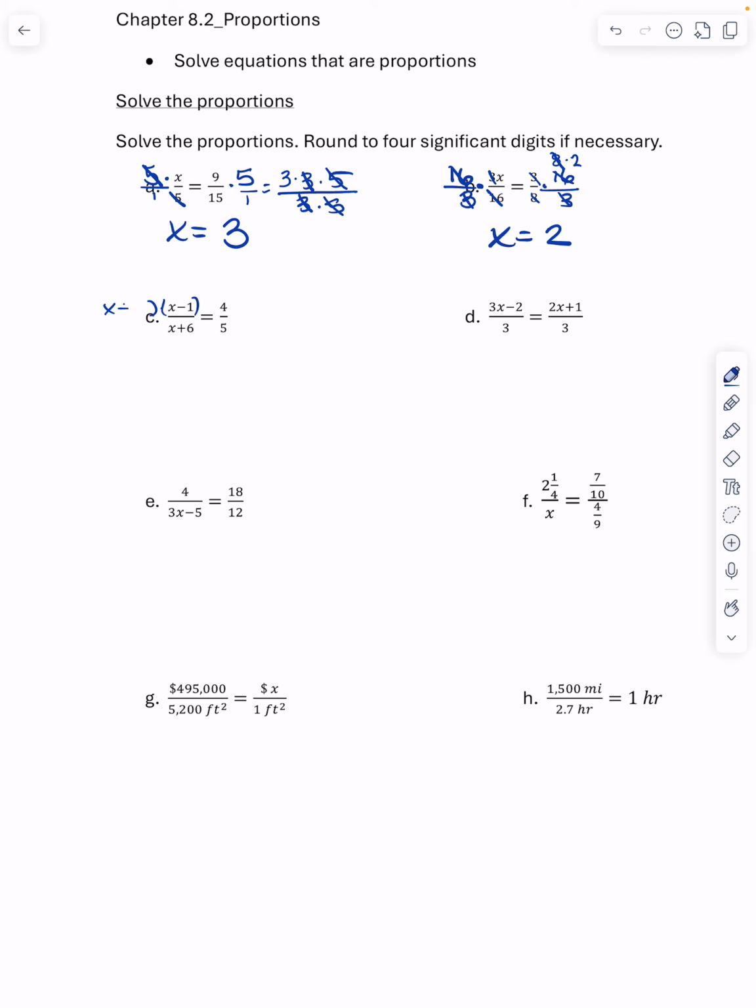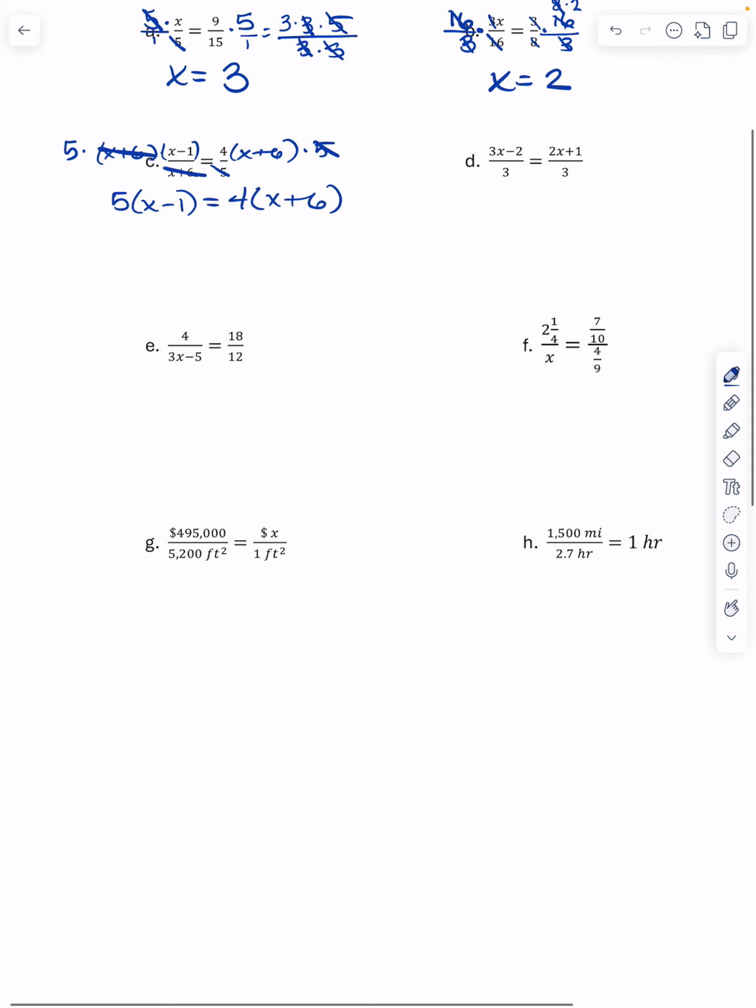I'm going to multiply both sides here by my x plus 6. That gets rid of this denominator. Then I'm going to multiply both sides by 5 because that's my other denominator. I have cleared both of the denominators. I have 5 times x minus 1 on my left-hand side and 4 times x plus 6 on the right. I am going to distribute: 5x minus 5. That now equals 4x plus 24.